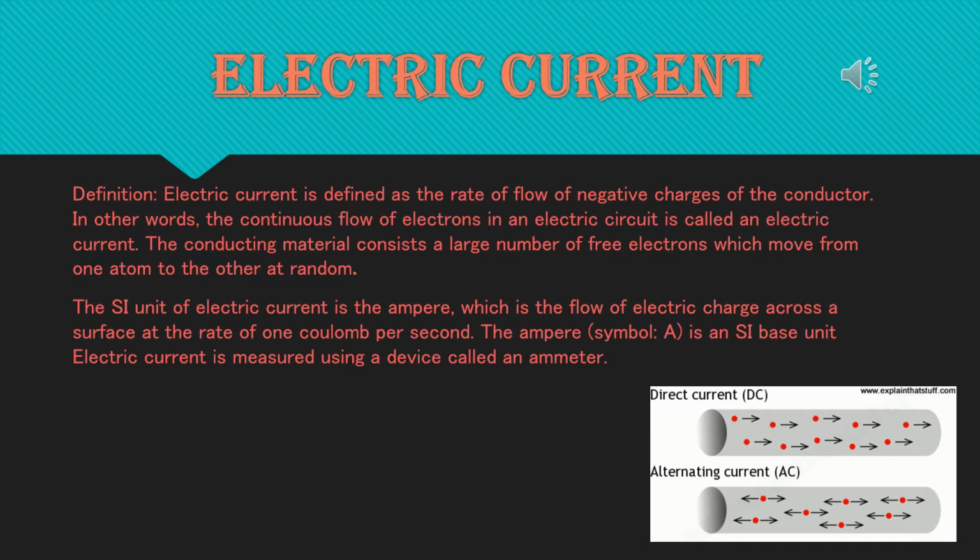Now, according to the direction of electric current, two different types of electric current are there. One is direct current, that is DC. Please see the diagram. The first one is DC or direct current. If the flow of charge is always in the same direction, then it is called direct current. And the second one is alternating current or AC. If the direction of current changes after regular intervals of time, then the current is called alternating current.